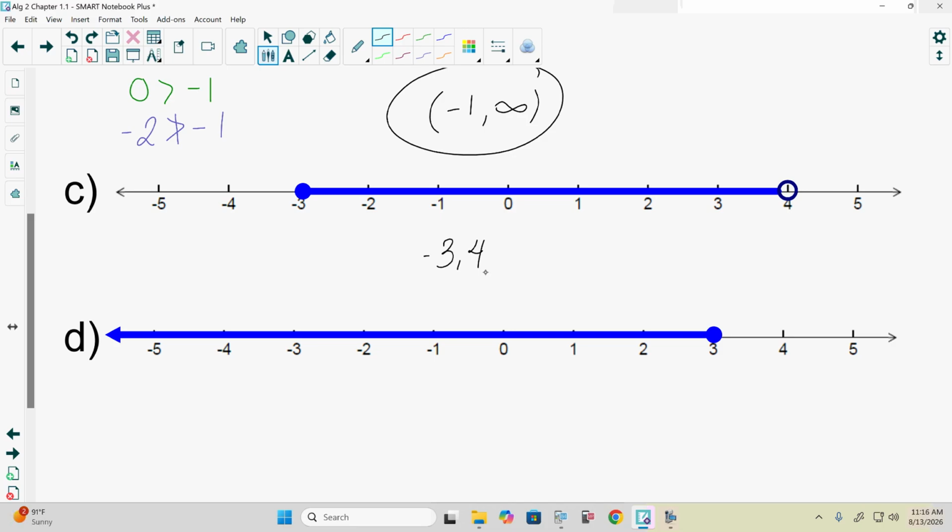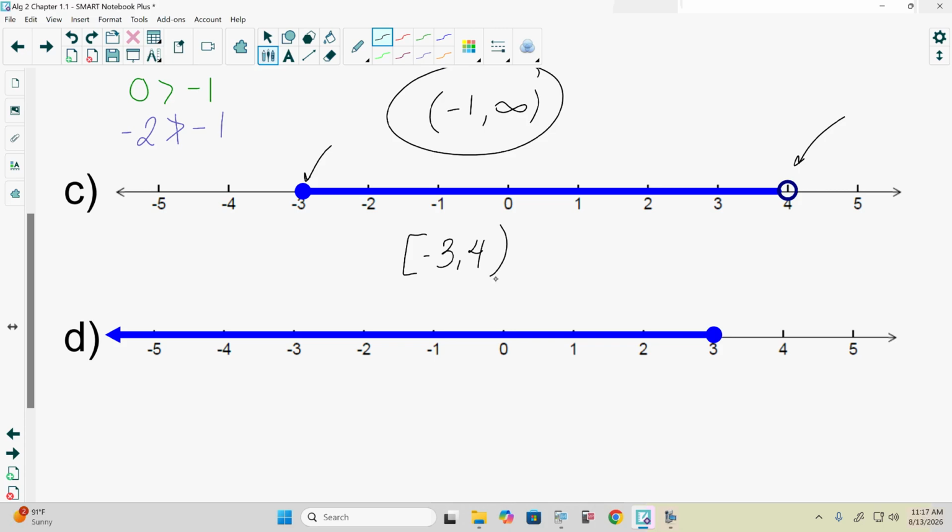Now we just need to figure out if we're using parentheses or brackets. Brackets included, parentheses is not. As we look at -3, is it included? So it would be a bracket. Is 4 included? So it would be a, that's it. Questions on those here? We understanding? Kind of making sense?